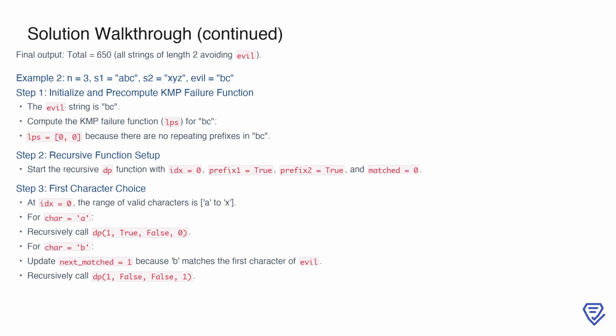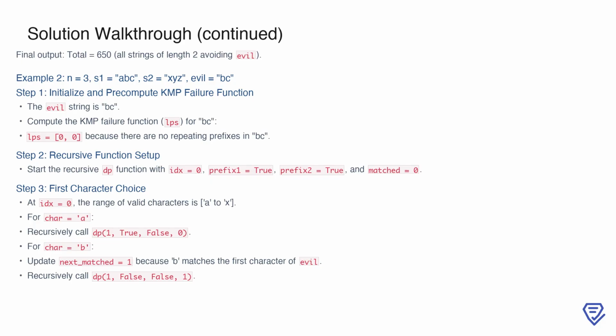This time, n equals 3, s1 equals abc, s2 equals xyz, and evil equals bc. First, we precompute the KMP failure function, or LPS array, for the evil string bc. Since there are no repeating prefixes and suffixes in bc, the LPS array is 0, 0. This will help us efficiently track matches while generating strings.